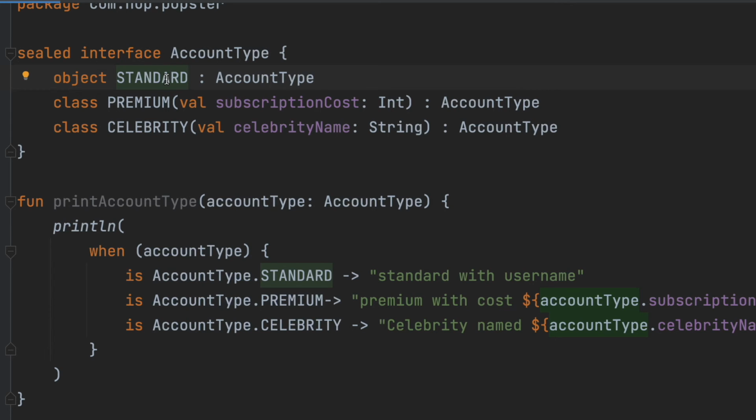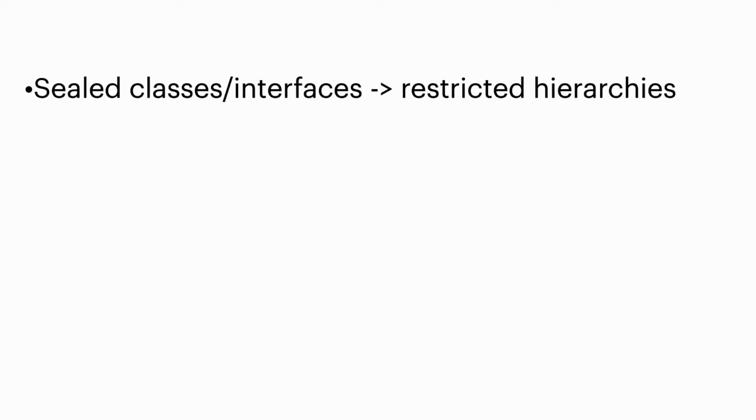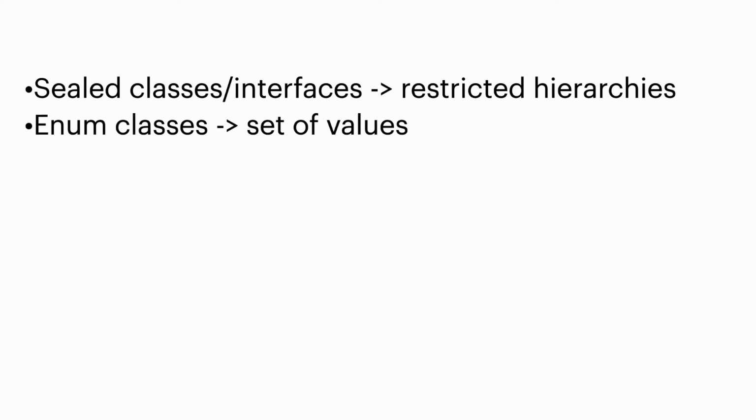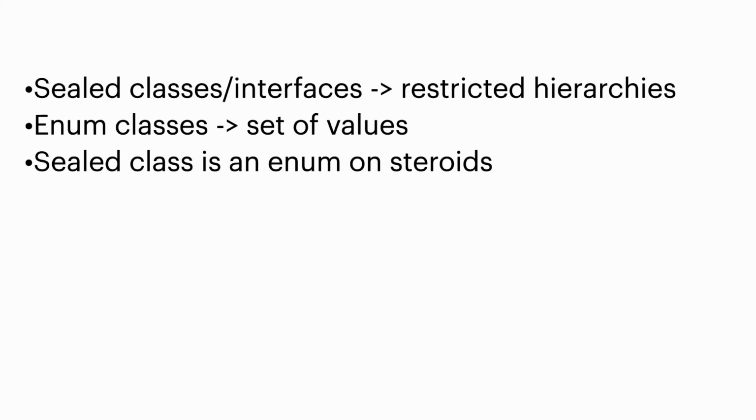So in a sense, you can actually mimic the functionality of an enum class using the sealed class or sealed interface. But you cannot do it the other way around, which means that with the enum class, you cannot perform the things that you want with a sealed class. That's why it's an enum class on steroids. So let's recap. We use sealed classes and interfaces to express restricted hierarchies, but we use enum classes to express a set of values. A sealed class is an enum on steroids.